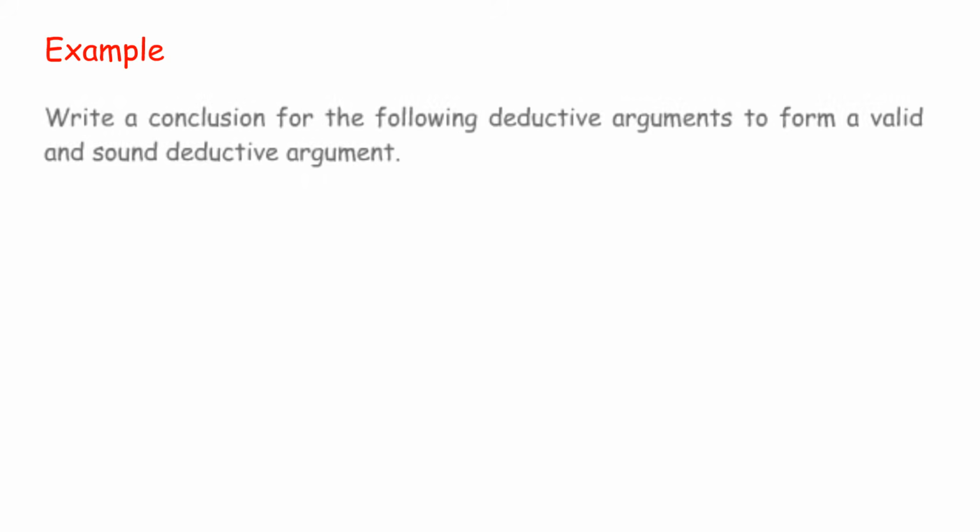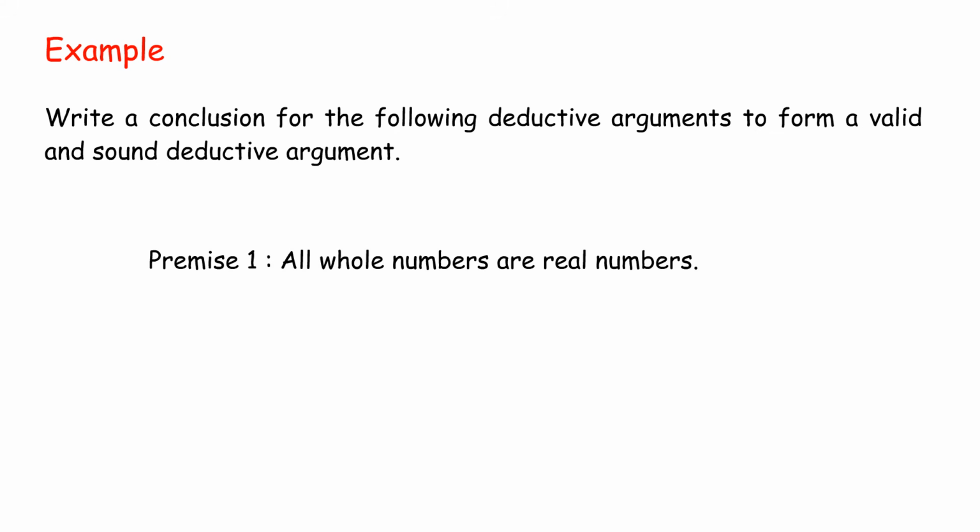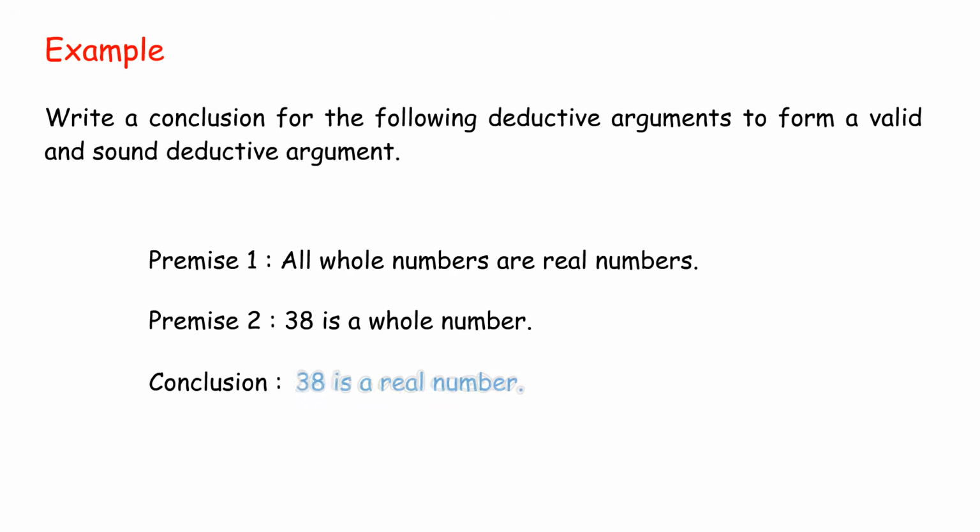Example. Write a conclusion for the following deductive arguments to form a valid and sound deductive argument. Premise 1. All whole numbers are real numbers. Premise 2. 38 is a whole number. Conclusion. 38 is a real number.